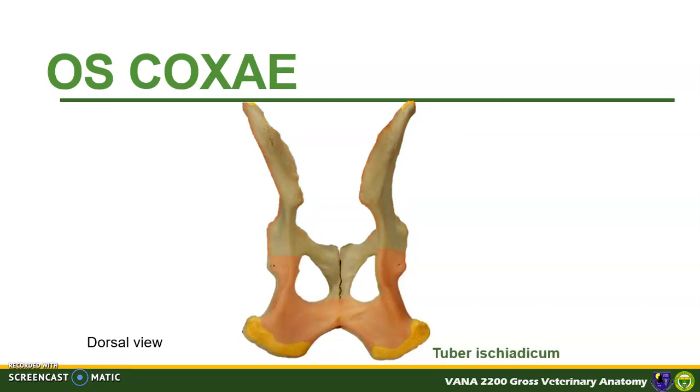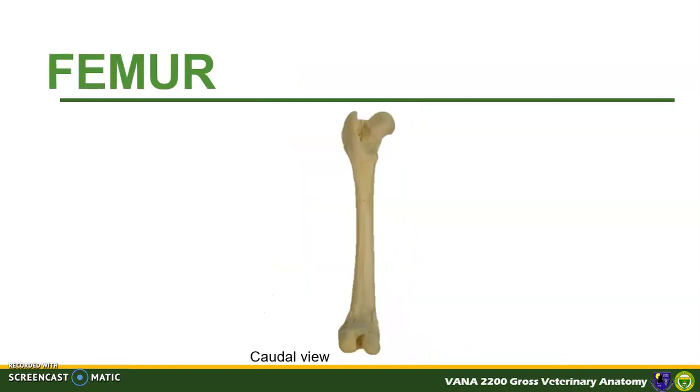And finally, here is the tuber ischiadicum. It is a thick caudal part of the ischium providing attachment for caudal thigh muscle. It is also known as the pin bone. After the bones of the hips, we move to the bone of the thigh, which is the femur. This is the heaviest and the largest bone of the skeletal system.